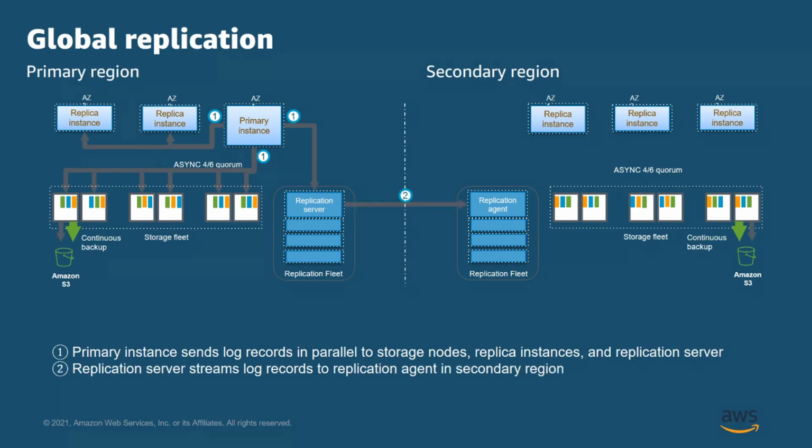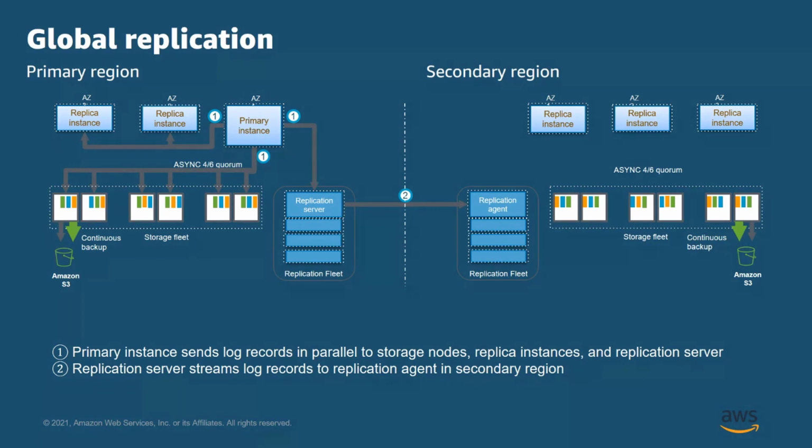Now, the way global databases work is that in the storage layer, we have an additional component for outbound replication. So basically, the primary in the source region will have an outbound replication component. And in the secondary or target region, there is a corresponding inbound replication component. And these are really the sets.